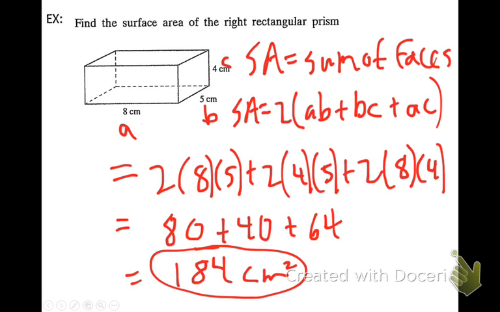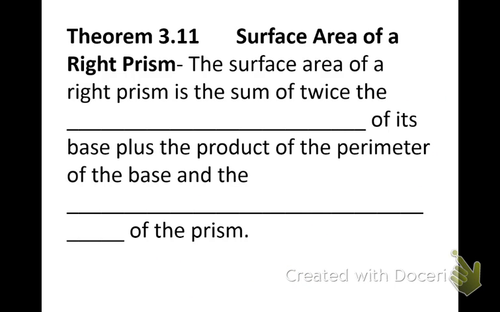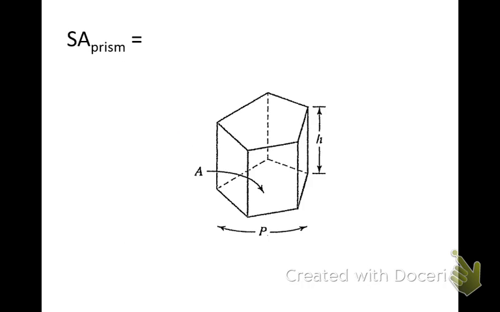Alright, now surface area of a right prism. The surface area of a right prism is the sum of twice the area of its base plus the product of the perimeter of the base and the height. So we would write that as surface area of a prism equals 2A plus perimeter times the height.